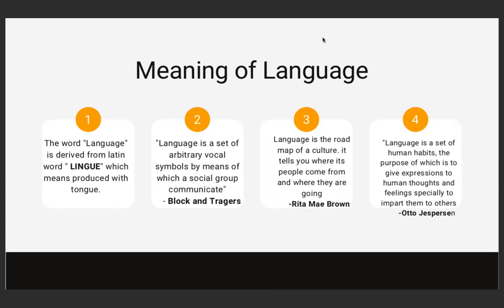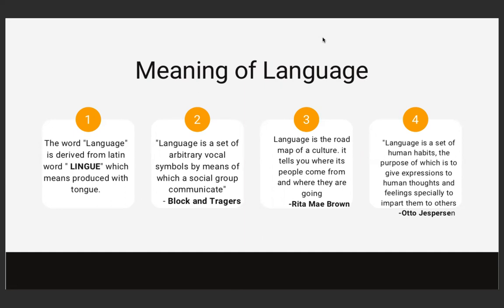So here the meaning is: the word language is derived from a Latin word, lingue, that means produce with the tongue. So whatever we are producing with the tongue, in Latin it is called lingue. And the English word language is derived from the Latin word lingue.